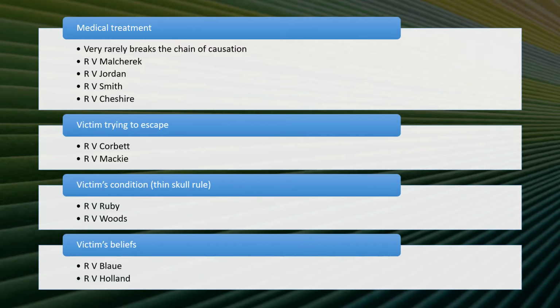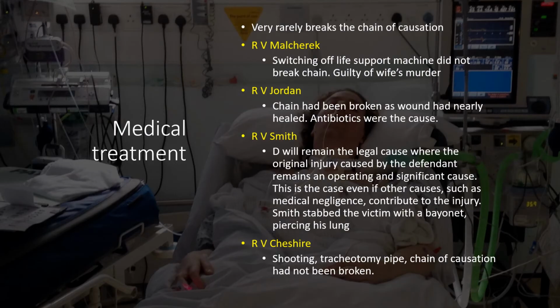So an overview here, if you wish to take a screenshot or make notes of the correct cases for each point. Then with medical treatment, we know that very rarely breaks the chain of causation. We looked at Malcherek already, but we're going to look at the three key cases of Jordan, Smith and Cheshire. Now with the victim trying to escape, we looked at Mackie already, but we're going to look at Corbett too. We need to take into account the victim's condition and whether this alters the rule slightly. This is the thin skull rule, Blaue and Holland.